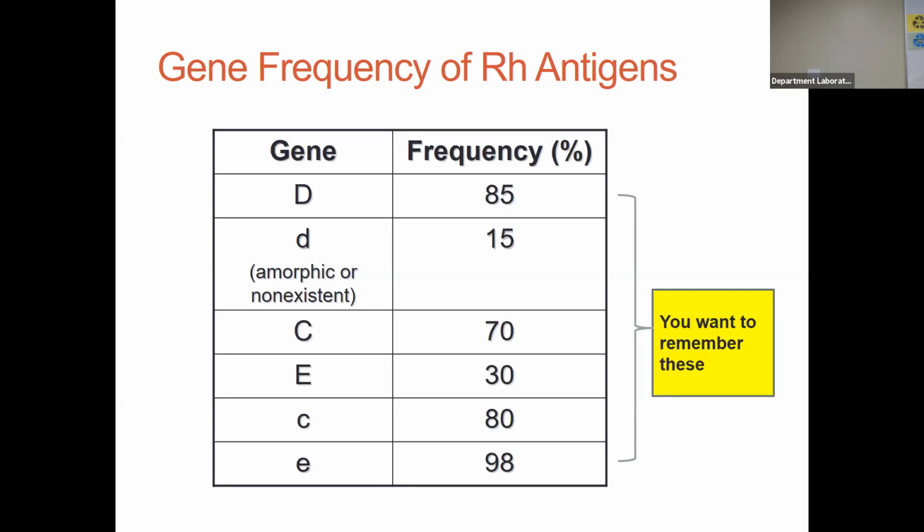So the more the population has the antigen, the harder it is to find antigen negative blood.